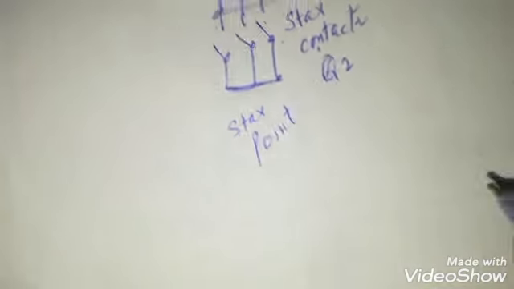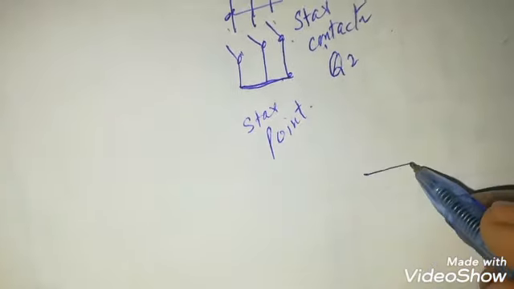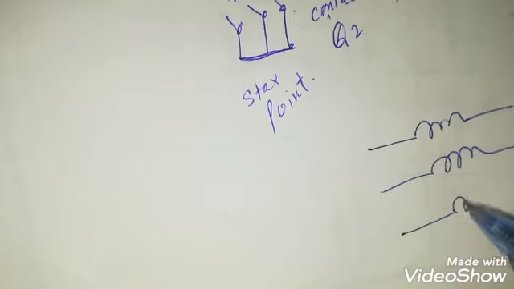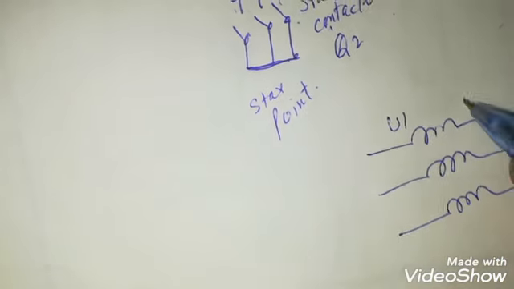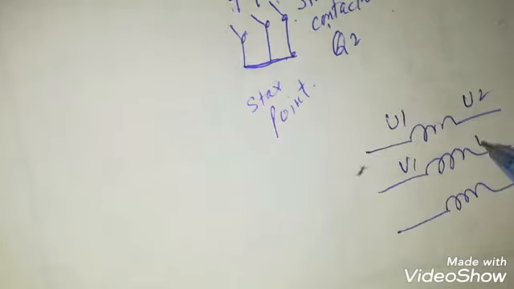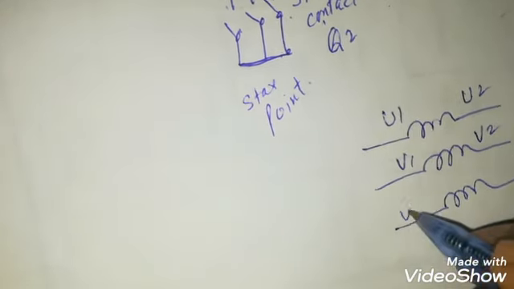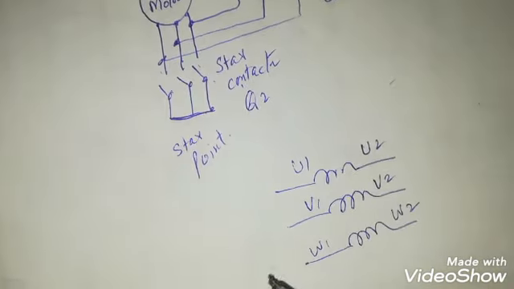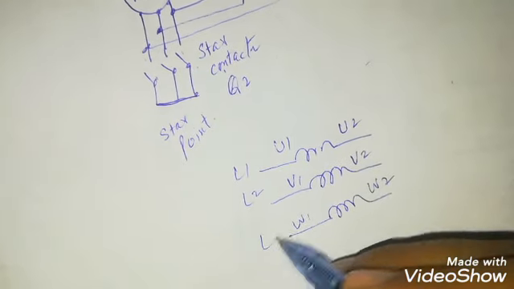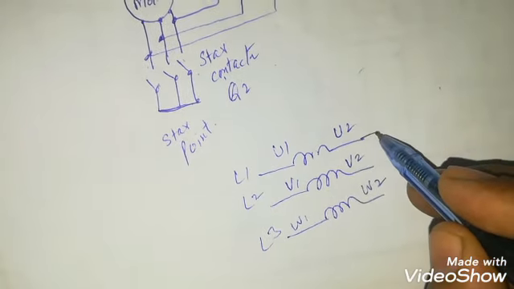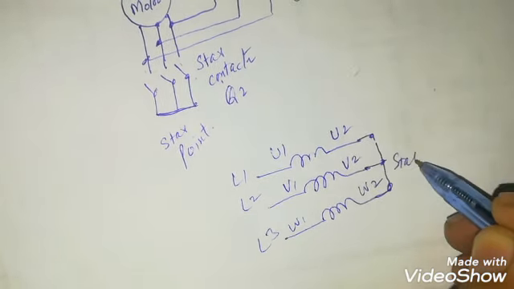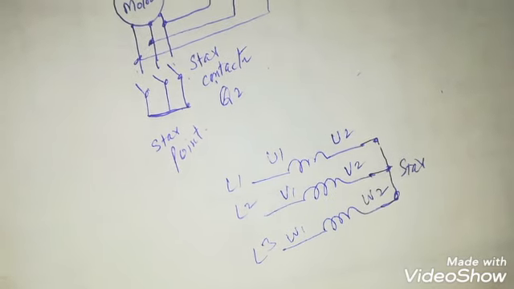I hope you know the star and delta. Here I will tell you a little in brief. This is the star connection. This is the winding of the motor. As we know, a three-phase motor has three windings: U1, U2, V1, V2, W1 and W2. At U1, V1 and W1 we will connect the three-phase supply L1, L2, L3, and the other three terminals U2, V2, W2 are shorted at the star point. So this is the star connection to run a motor in star.